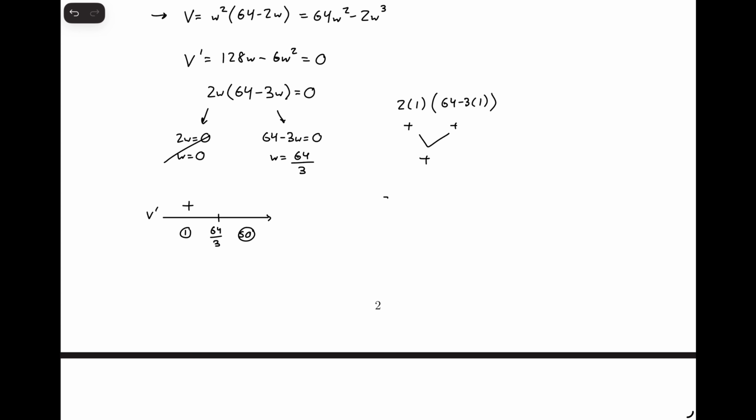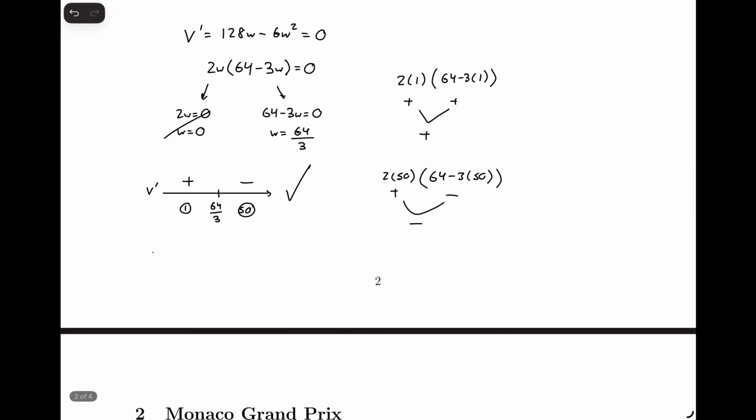Then if I have 50, I'll have 2 times 50, which is a positive, and then 64 minus 3 times 50. Since 3 times 50 is greater than 64, this factor is negative, and a positive times a negative is a negative. So going from positive to negative at 64 over 3 means this is indeed a maximum. We give this a big check mark. So we know that W is equal to 64 over 3 inches.